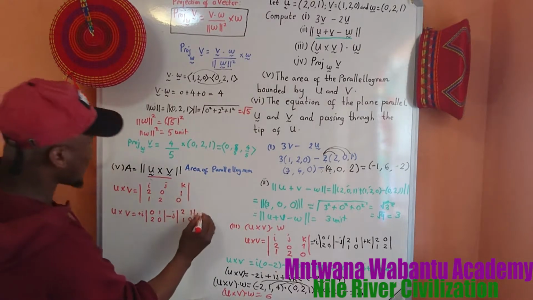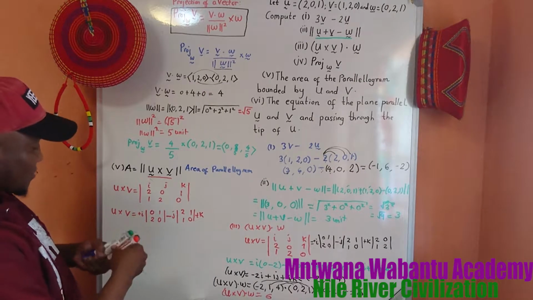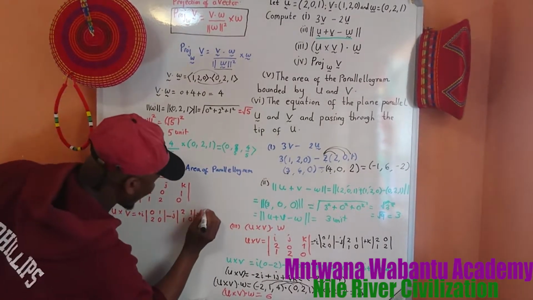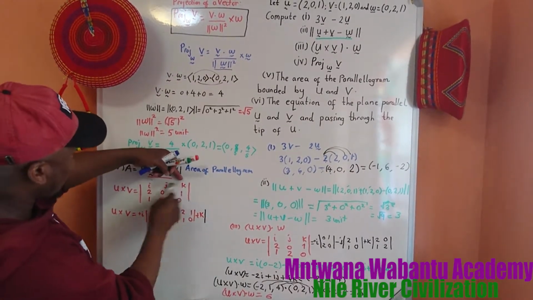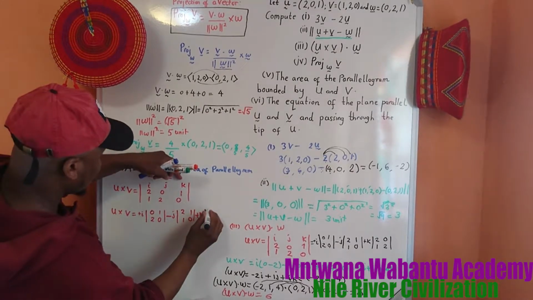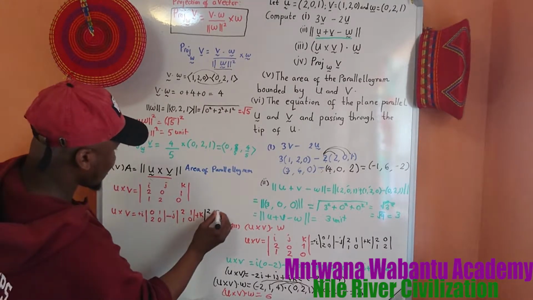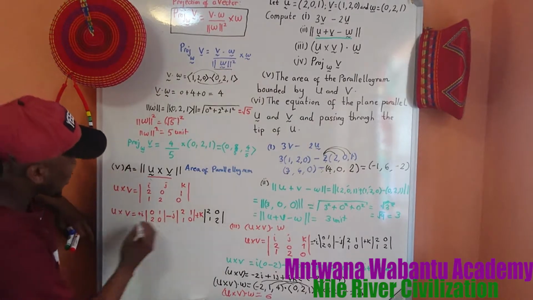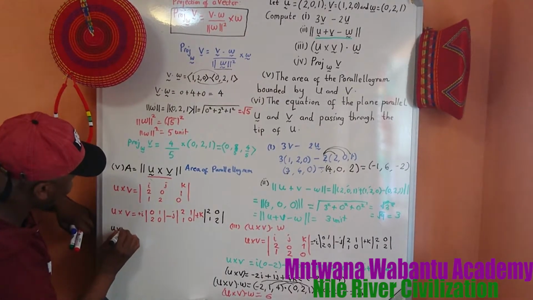Plus, the last one is plus K. Now we say, okay, let me run my matrix. If I'm here, I don't need this column, so I'm going to say 2, 0, 1, 2. So we got it. What we're going to do, let's find the U cross V.